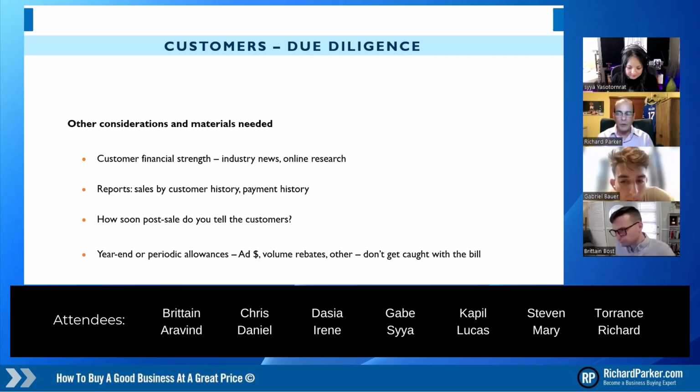Now, when there are year-end rebates or marketing money, whatever it may be, year-end type of allowances, that's going to be contracted. It has to be. It's got to be memorialized somewhere in an agreement between the company and the customer.